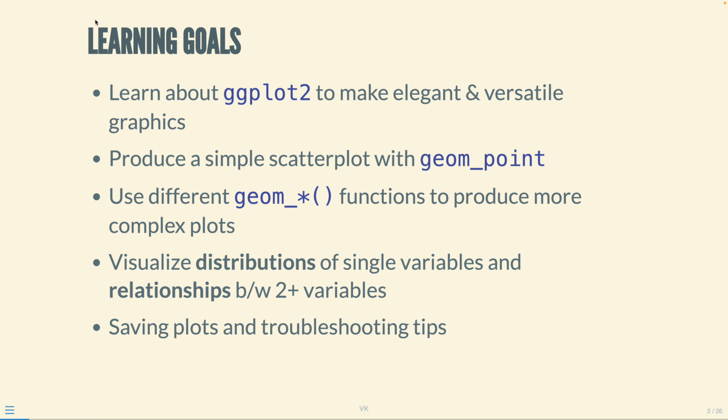So with that, here are the learning goals. We'll delve more into ggplot2, but we'll start with producing a simple scatter plot with a geometry called geom_point, which produces scatter plots. And then we'll get into different geometries where we produce different types of charts based on the different types of data sets that we have, or the different types of variables we might have.